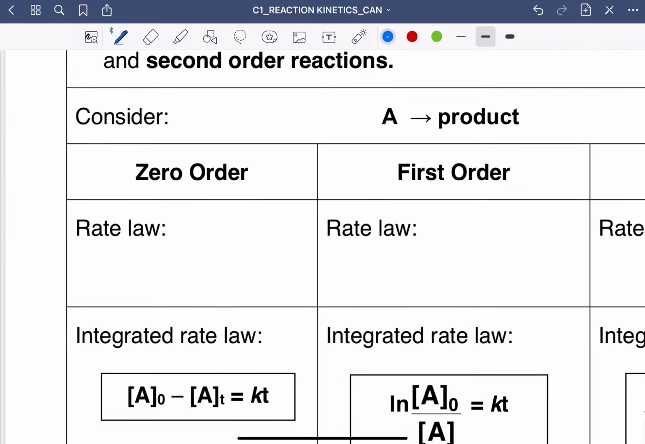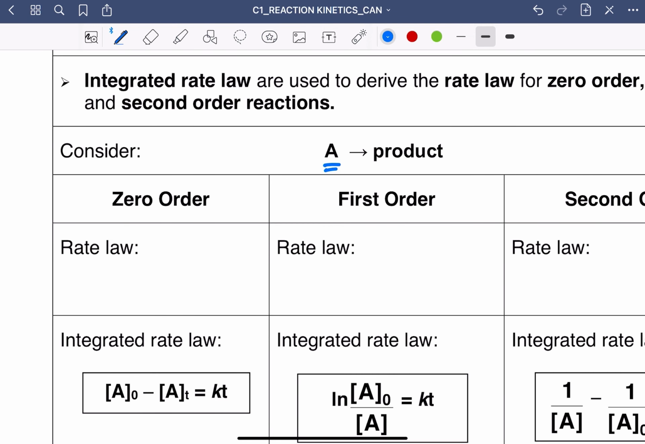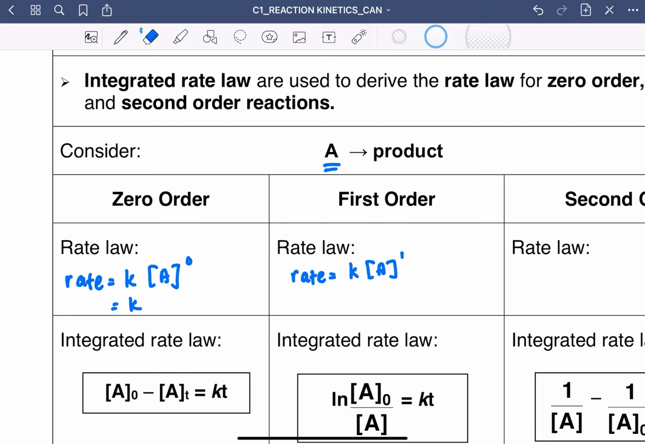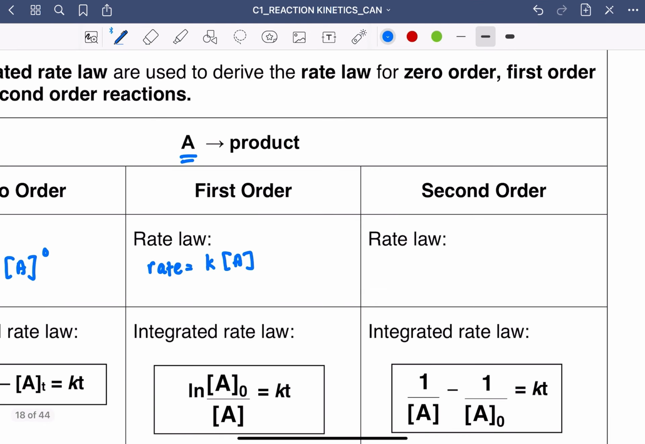Now let's make a short revision. Consider we have A producing product. How are we going to write the rate law? So for zero order, rate equals K[A]^0 or just K. For first order, we write rate equals K[A]^1. But like I always say in mathematics, we don't use 1, so we just put it like this. And for second order, rate equals K concentration A to the power of 2.